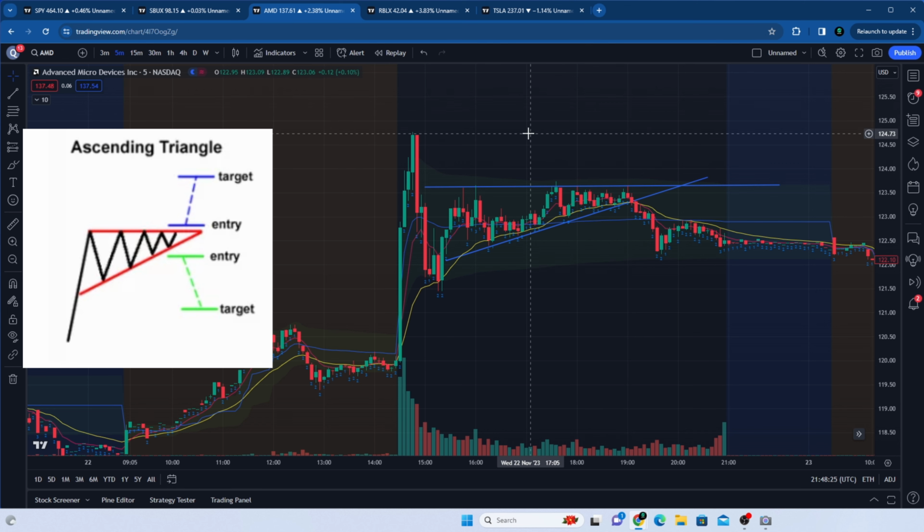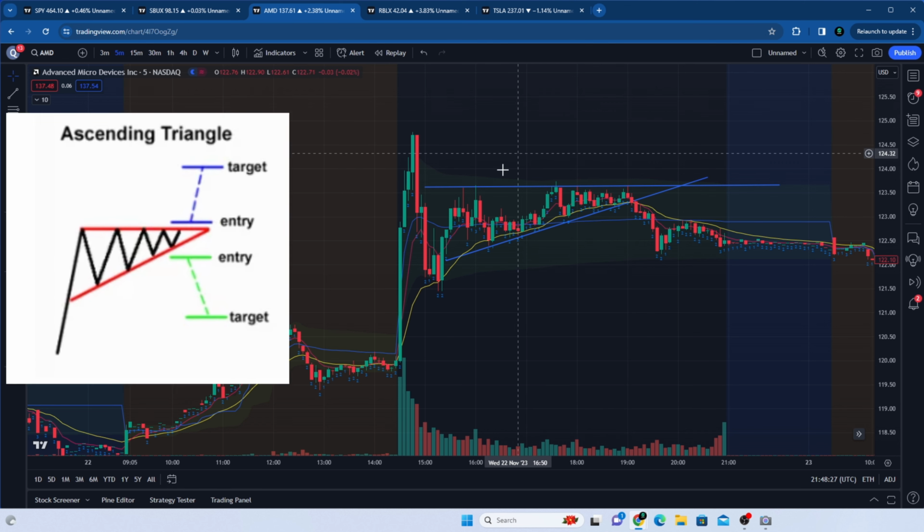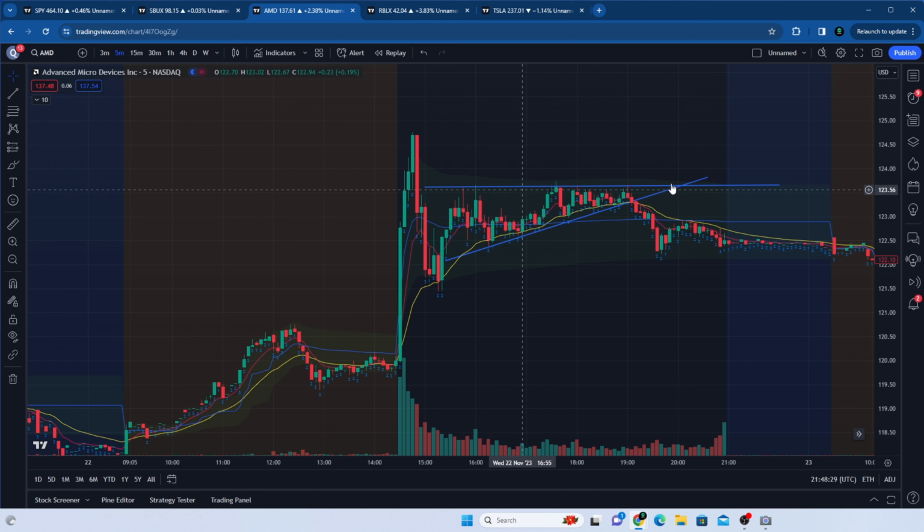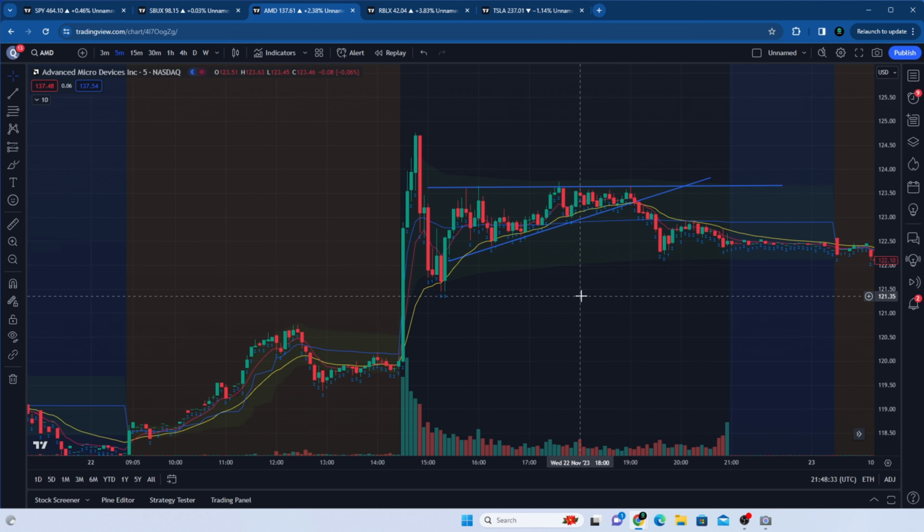Now, anyway, ascending triangle right here on AMD. Textbook movement right here. Now, again, the highest probability way to trade an ascending or descending triangle is the breakout. Whether it is up or whether it is down, that is the highest probability way to play these chart patterns. Now, I told you it could break up or down. The last one broke up. Now, this one broke down.